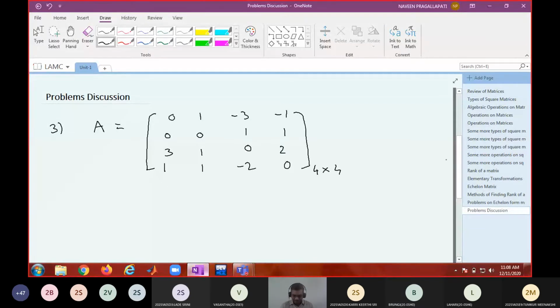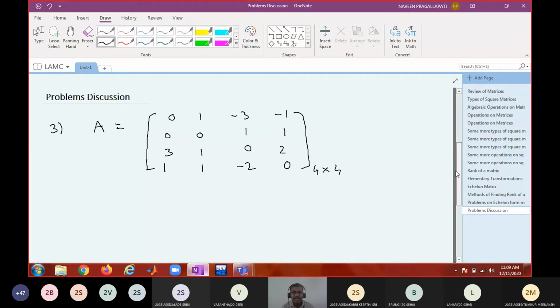R1 exchange with R4. Did it with R3, sir. Oh, no problem. But I still got the rank as 4, sir. Let us verify whether the rank is 4 or 3.